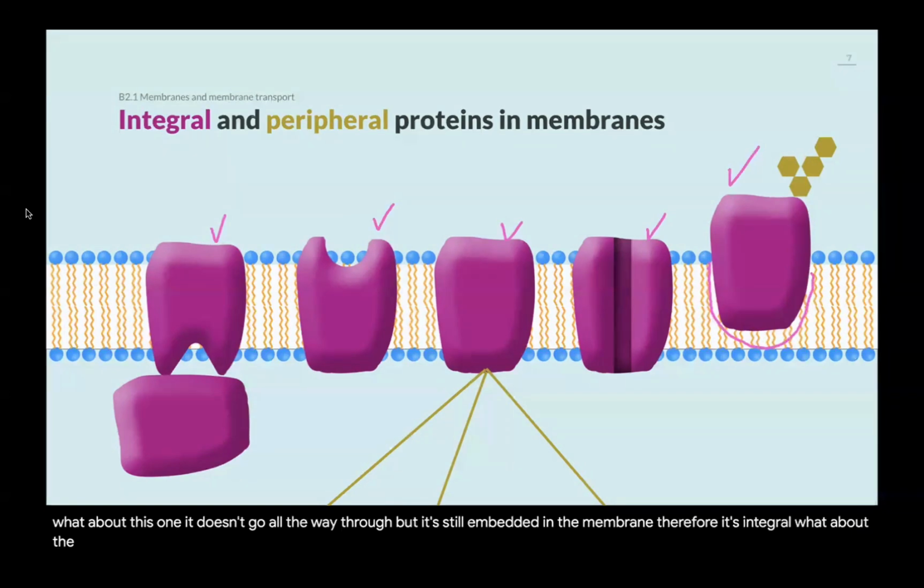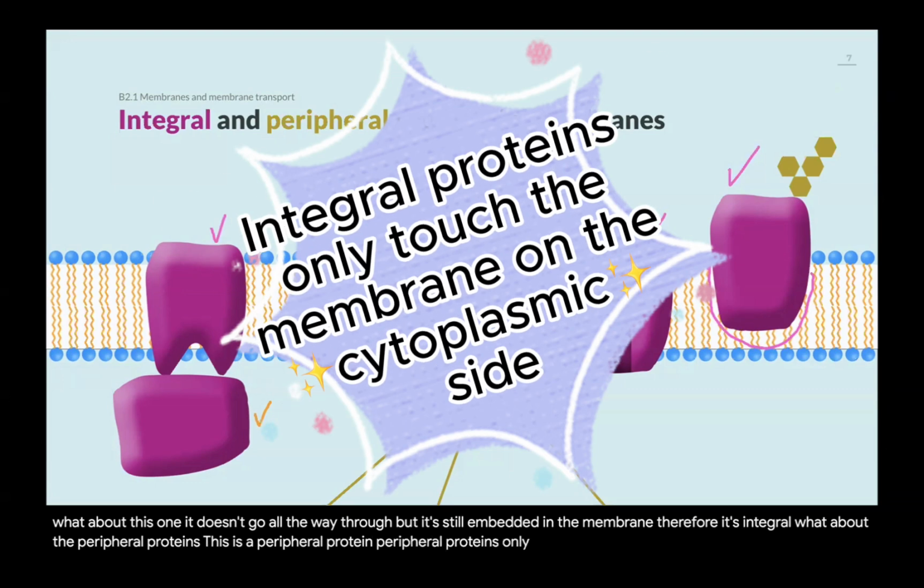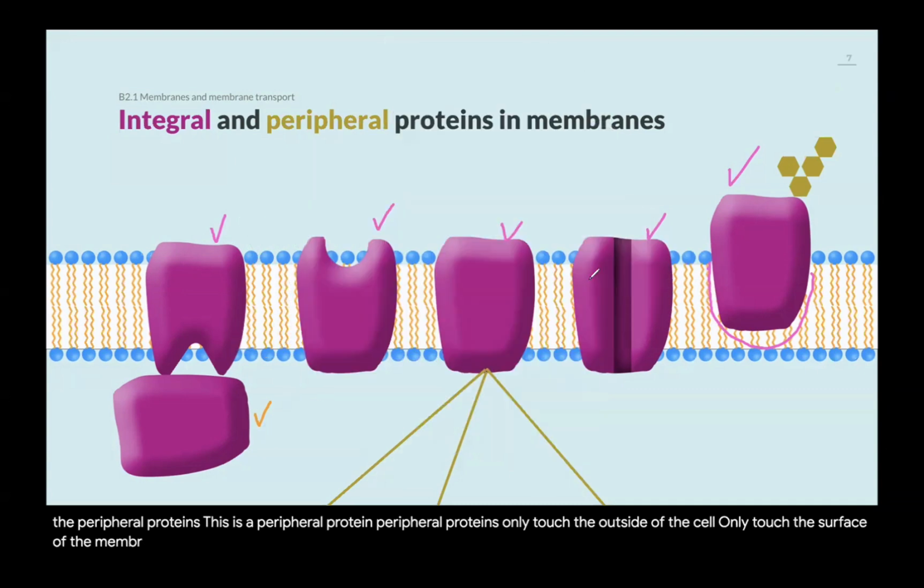What about the peripheral proteins? This is a peripheral protein. Peripheral proteins only touch the surface of the membrane. They're mostly inside the cell, otherwise they would randomly diffuse away.